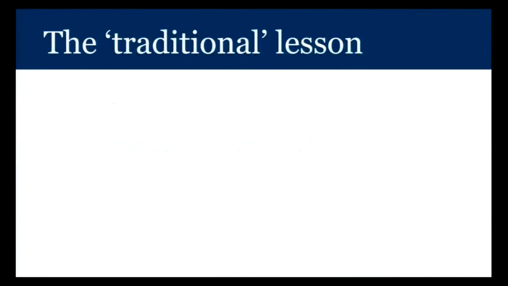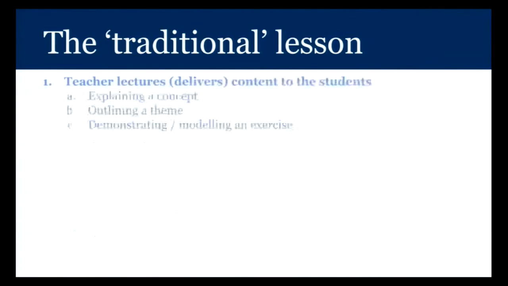So just to try and demonstrate how this works and the effectiveness of it, I thought I'd take you through a model of what the traditional lesson tends to be. So if we think about the traditional lesson, we might have that first part where the teacher lectures or delivers some sort of content to the students. And this can be in a variety of ways. It can be the teacher explaining a certain concept, it can be outlining a theme, it can be a demonstration or a modeling of something. It could be an experiment in a science lab, whatever the case may be. There's some sort of lecture or delivery that goes on.